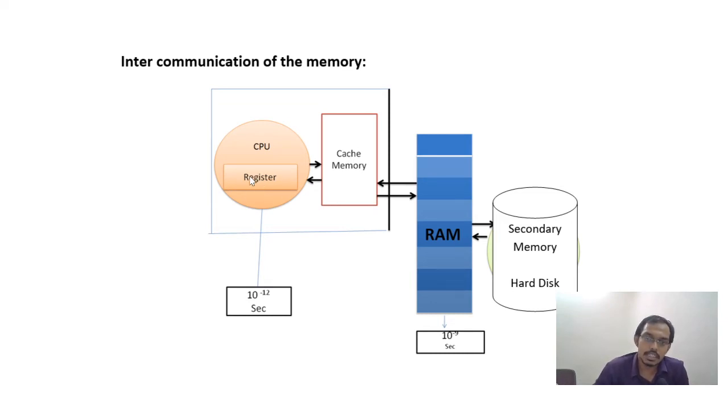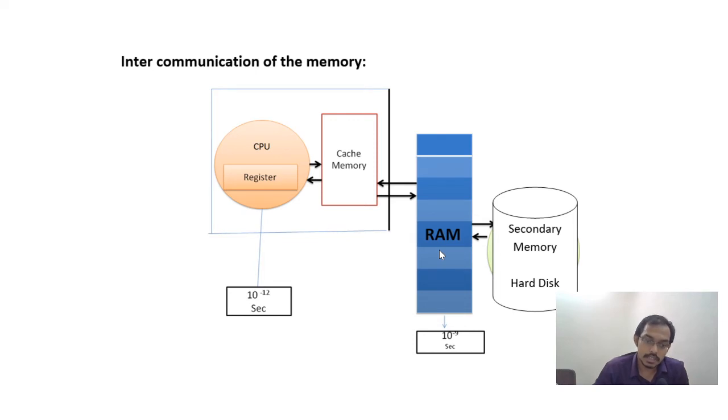Initially, there is the register which is connected to the CPU. There is the cache memory, there is the primary memory or RAM, and there is the secondary memory. Suppose you have to just turn on your computer. Now we know that register, cache memory and RAM are all volatile memory.